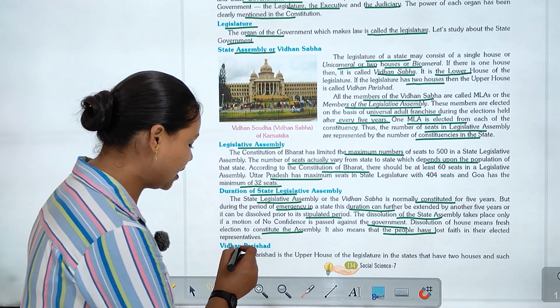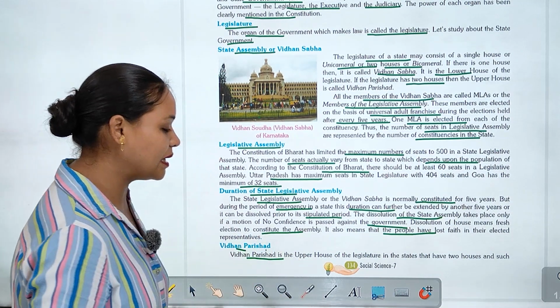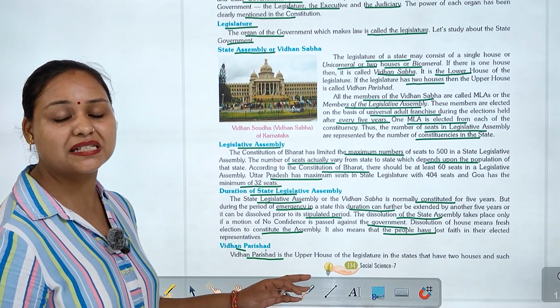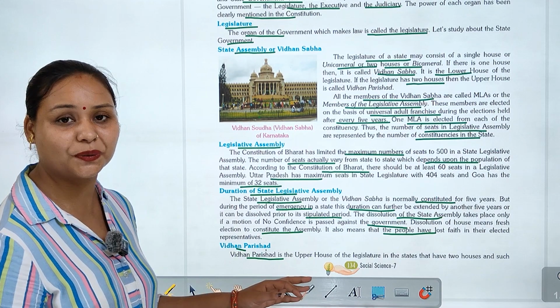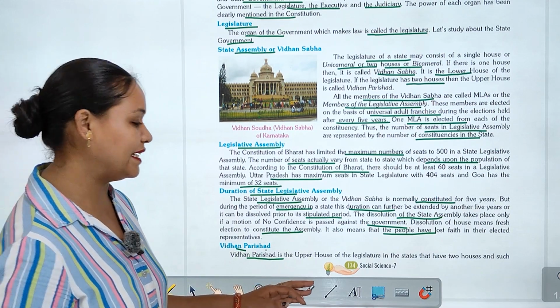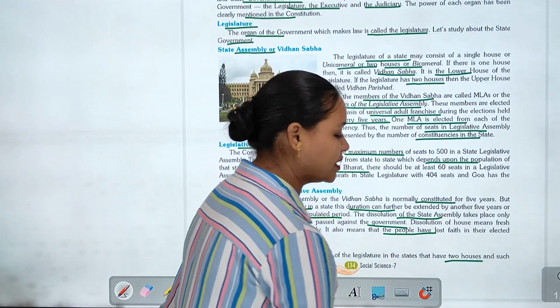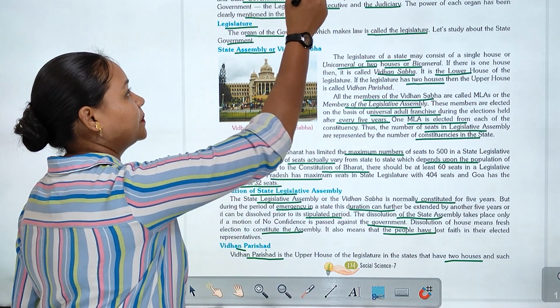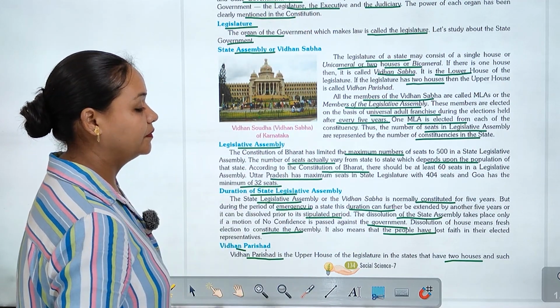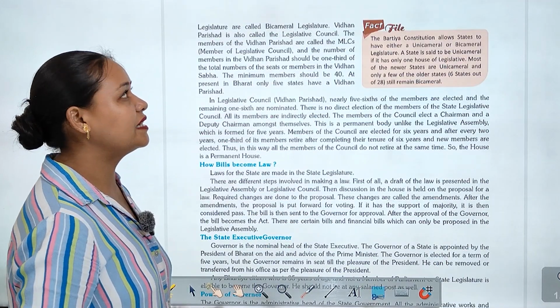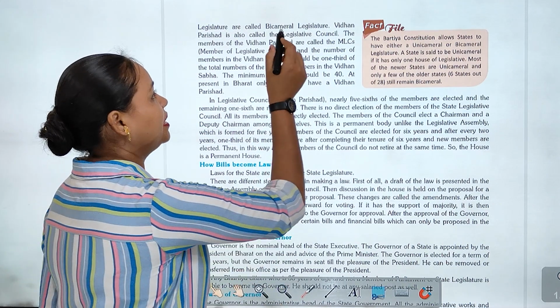Okay, चलिए next है विधान परिषद. विधान परिषद is the upper house of the legislature. संसद का जो ऊपर का उच्च श्रेणी का घर होता है उसे विधान परिषद कहते हैं. States that have two houses, such legislatures are called bicameral legislatures.